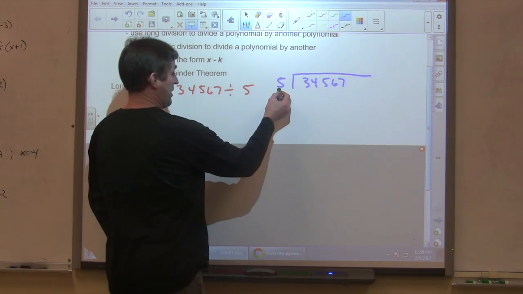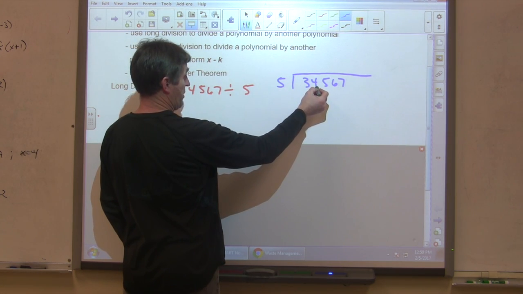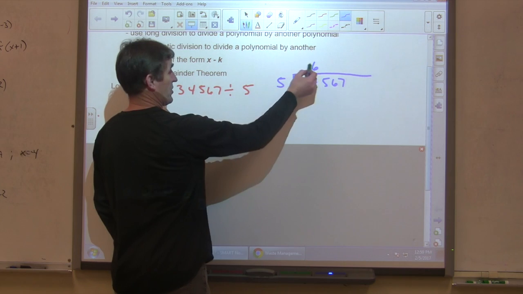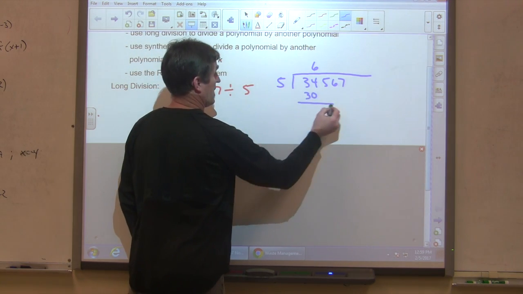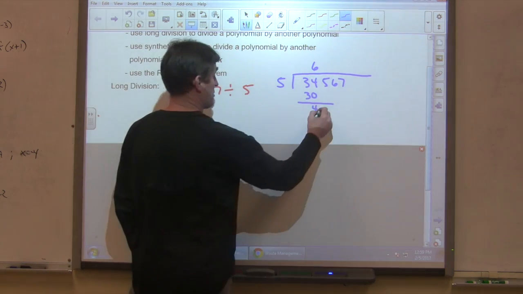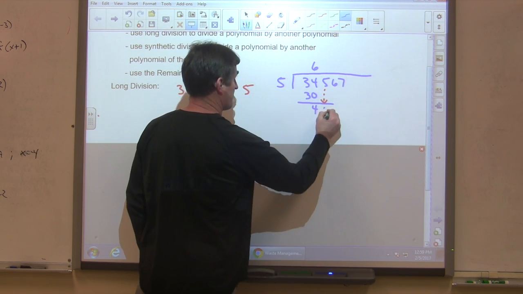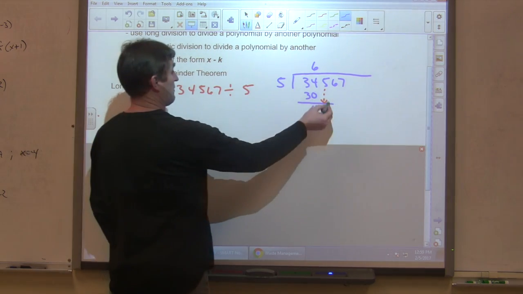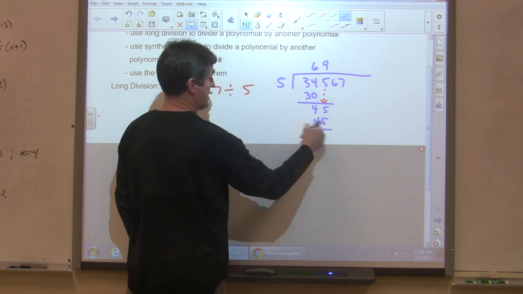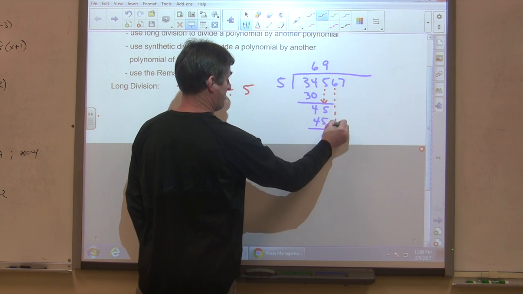Then remember you would say, well, 5 does not go into 3, so you would skip over and go 5 goes into 34. And 5 goes into 34 6 times, so you put the 6 up above. Then you took the 6 times 5, which is 30. And then you subtracted, and you got 4. And then you brought down the next part of the problem. So we bring the 5 straight down. Then we go 5 goes into 45 9 times. Then again you take the 9 times the 5, which is 45, and subtract. And you get 0.